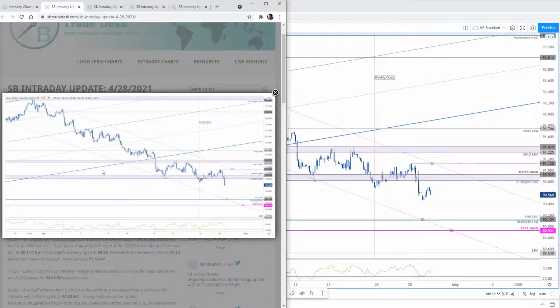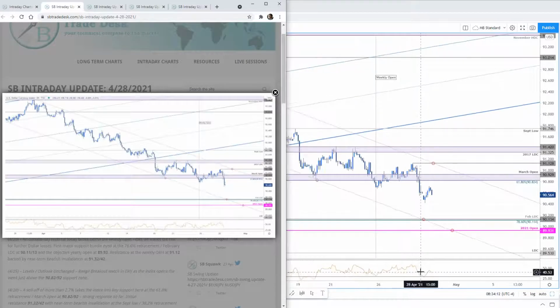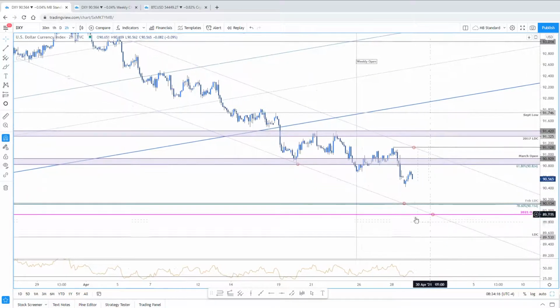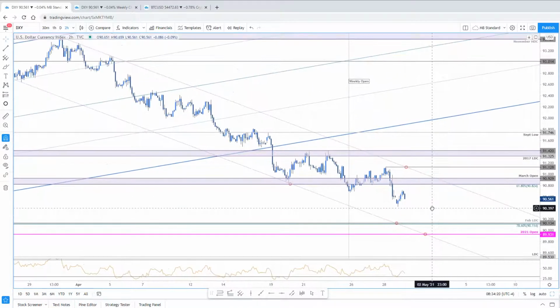Your next major support zone isn't until 90.11, 90.13. It's the February low day close, the 786 retracement, and this year's objective, the yearly open, is just lower. So I think you could get a little bit more noise, a little more chop. Broadly speaking, bearish invalidation, or you're on the bearish trail, sub 91.12. Big support essentially right into that 90 handle, as we'll all be looking for a little bit bigger reaction.